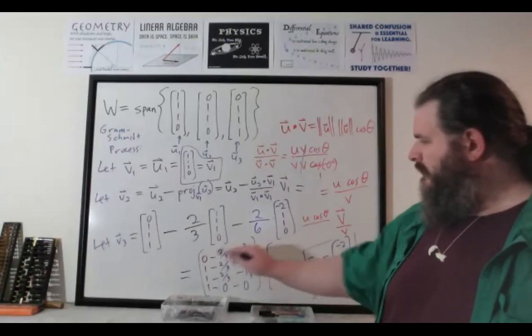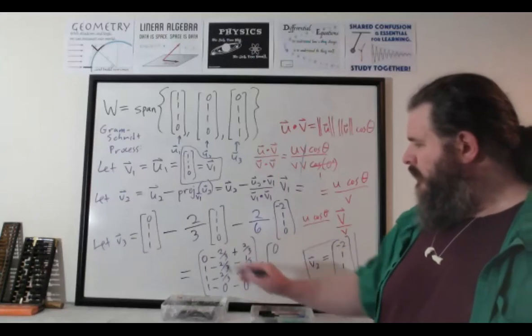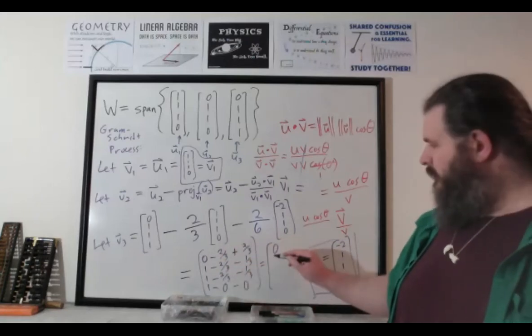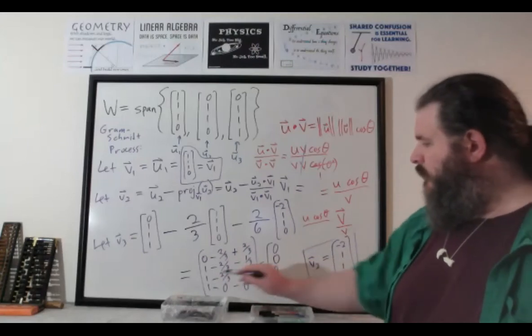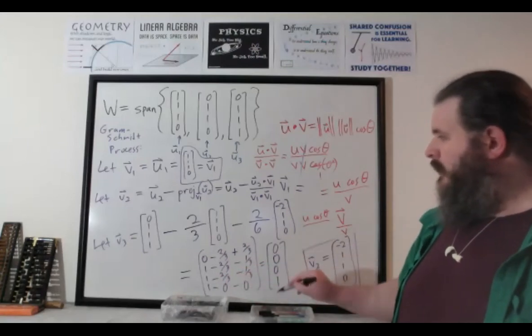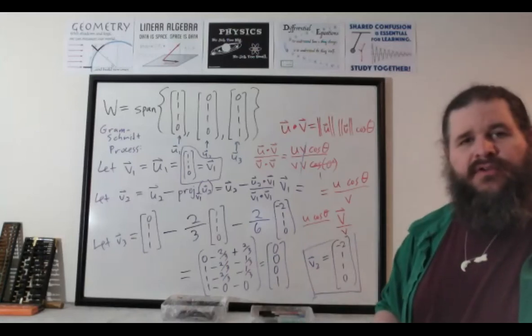So the -2/3 and positive 2/3 cancel out. 1 minus 2/3 minus 1/3 is 0. 1 minus 2/3 minus 1/3 is also 0. 1 minus 0 minus 0 is 1. So v3 is just going to be 0, 0, 0, 1.